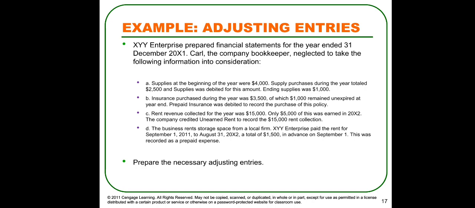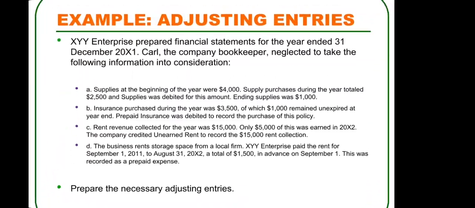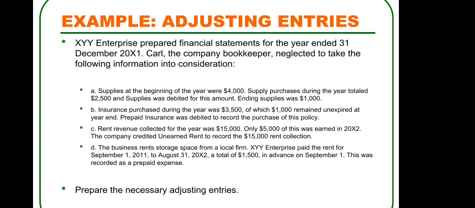Okay, this is a sample question, an example of how to do adjusted entry. So let's see if I can show you how to answer this type of question. XYY Enterprise prepared financial statements for the year ended 31st of December 2000X1. Carl, the company bookkeeper, neglected to take the following information into consideration.